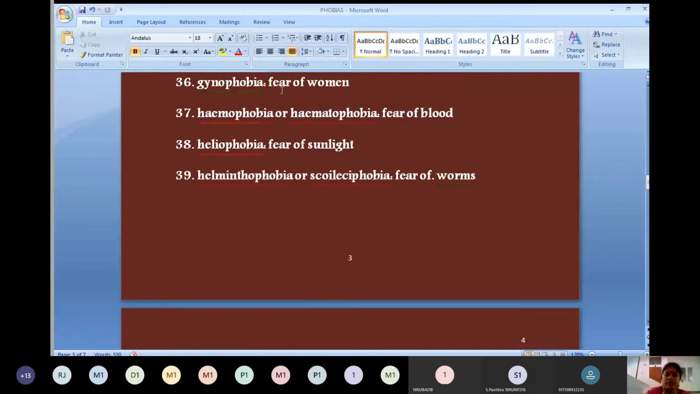Then hemophobia or hematophobia means fear of blood. Then fear of sunlight is known as heliophobia. Then fear of worms, helminthophobia or squaloxyphobia.